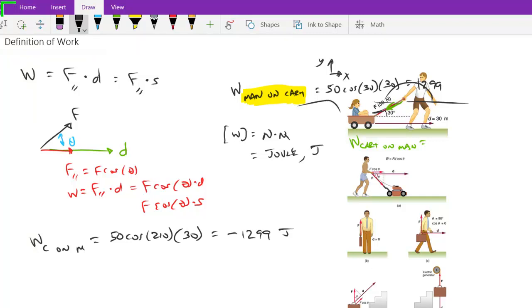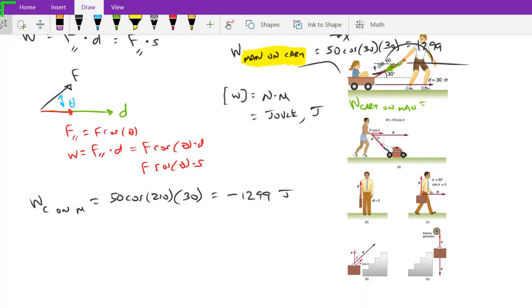So a couple more examples. Over here, we have a guy pushing on a lawnmower, and he's pushing down like this. There's some component of the force which is parallel to the displacement. The displacement is just off in the positive x direction here. And so the work done here would be the force times cosine of theta, so the parallel component of the force times the distance.